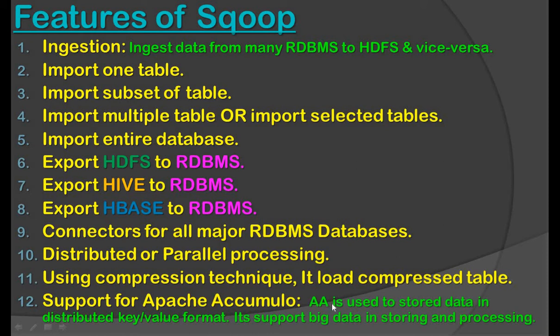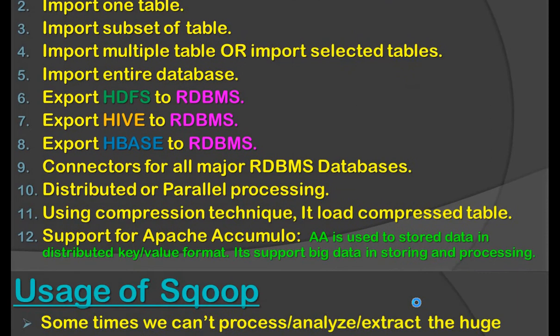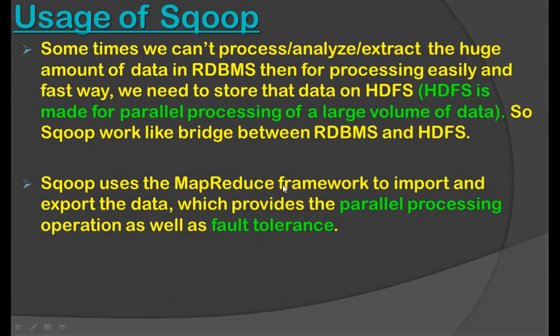And what is Apache Accumulo? Apache Accumulo is used to store data in distributed key value format. It supports big data storing and processing. So let's see the next thing in Sqoop. The next thing is usage of Sqoop.